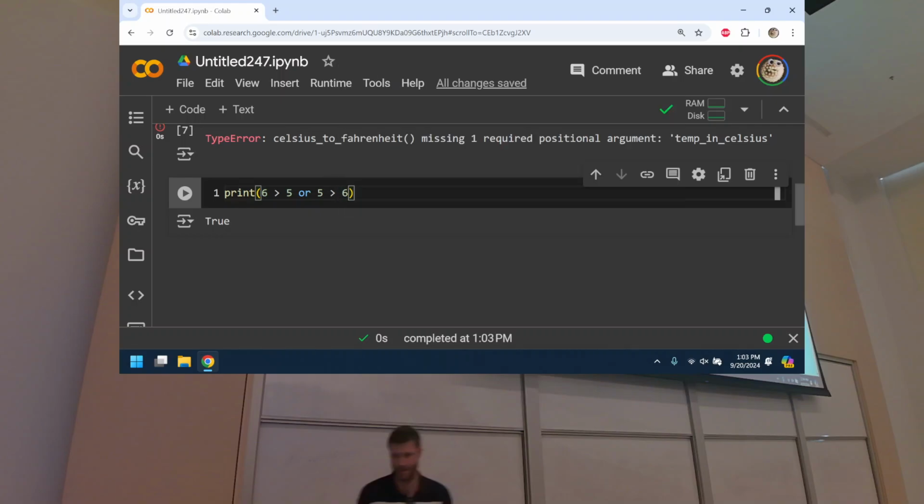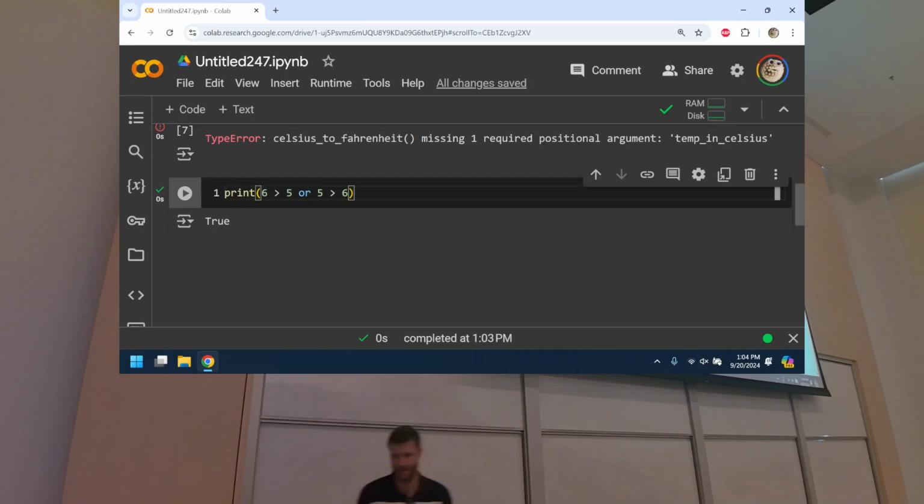What about this now? It's still true. Well, let's break it down. Everybody, is 6 greater than 5? Is 5 greater than 6? I have a true statement or a false statement. What do I get? Because true or whatever is true.